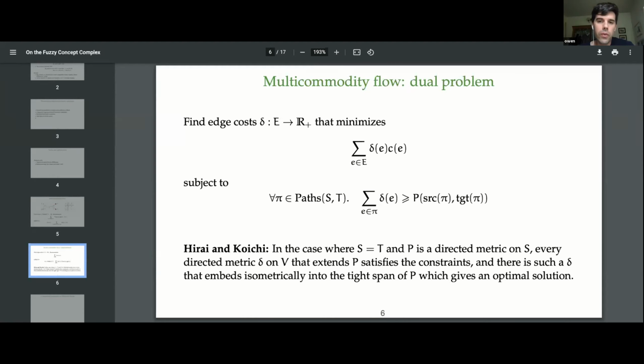I alluded briefly to the fact that the tight span of a directed metric space is one way that profunctor nuclei manifest themselves. So now I'll hand it off to my teammate Matt in recorded form, who will develop the story a little bit and sketch how we can have a kind of categorical generalization of the Hirai and Koichi result.